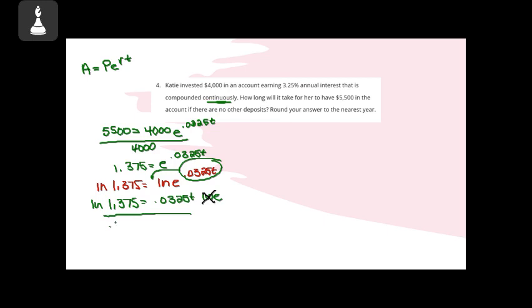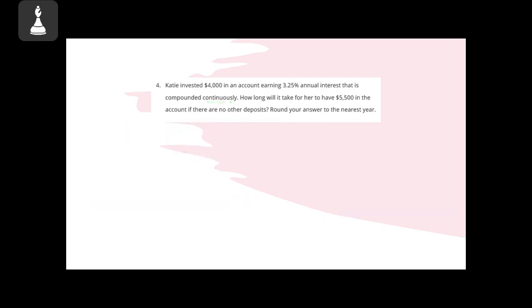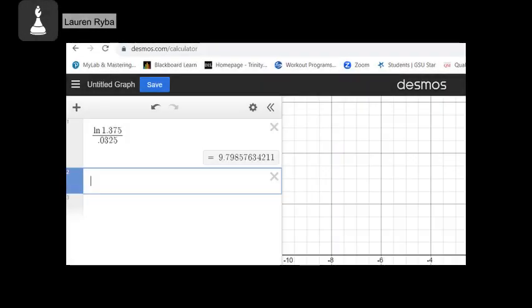So if I take natural log of 1.375 divided by 0.0325 in a calculator, I get 9.799 roughly. The decimal keeps going. So I'm going to round that up to 10 years. Again, just showing you how I put this in Desmos. The natural log of 1.375 divided by 0.0325 is 9.79, which means that is going to round up to 10 years, which is where I got my answer for the previous problem.